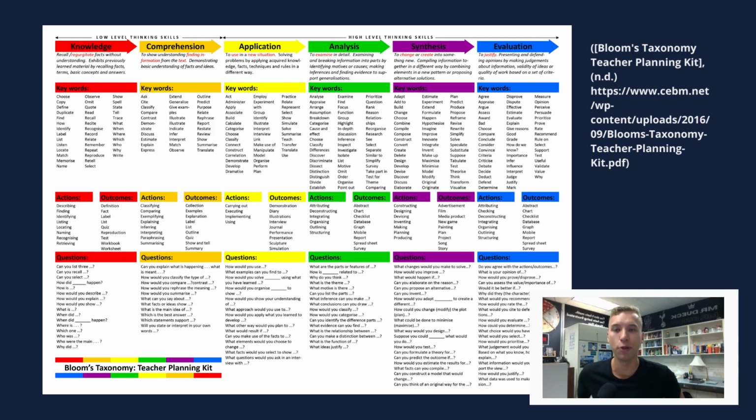Here is Bloom's taxonomy. This is called the Bloom's Taxonomy Teacher Planning Kit. My goodness, is this the most useful document that I have in my teaching arsenal? You'll find it in the notes and you'll find it at this website. And it's just fantastic. It's so fantastic. A colleague of mine shared this with me, and I'm happy to share it with you. It has totally transformed my curriculum design.